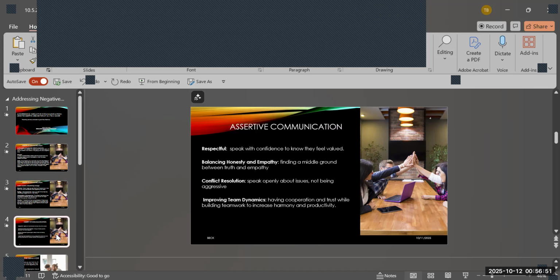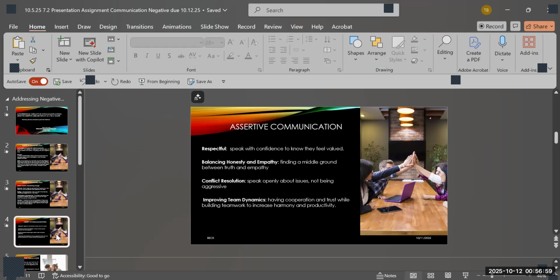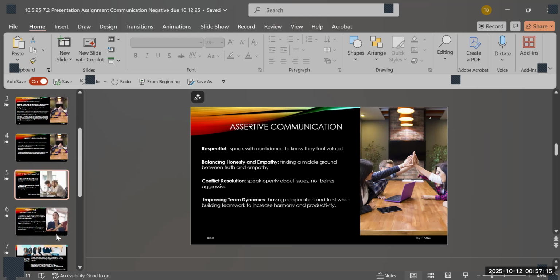Assertive communication means being respectful, speaking with confidence, and knowing they feel valued. It balances honesty and empathy, finding a middle ground between truth and empathy. For conflict resolution, it means speaking openly about issues without being aggressive, improving team dynamics, having cooperation and trust, while building teamwork to increase harmony and productivity.